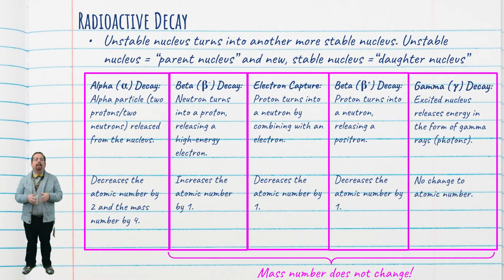This will cause the atomic number of the daughter nucleus to be 2 less than that of the parent nucleus, and the mass number will be 4 less. Next up, we have beta minus decay, which we usually just call beta decay.